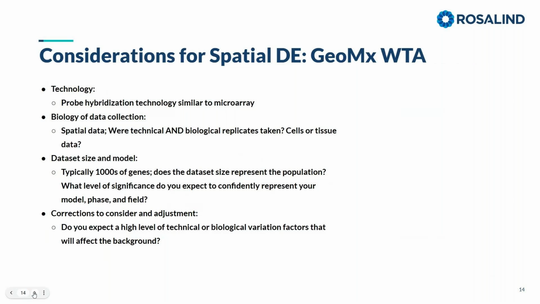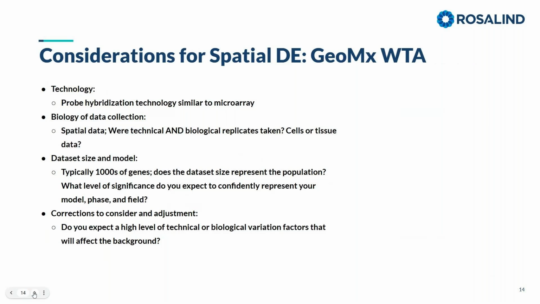What about cells or tissue data? Did you take cell lines? Did you take tissue data? Did you take from mouse tissue, rat tissue, human tissue? All those things are going to have different variances. What about your data set size and model?